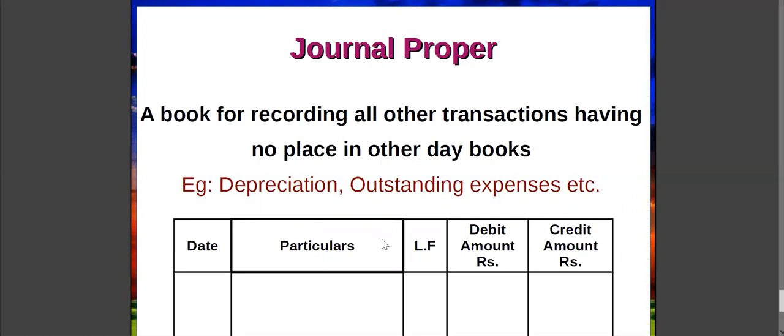For example, depreciation. So depreciation account debit to machinery account. These two accounts will not enter anywhere else, not the purchase book, sales book, purchase return or sales return. So these are the exceptional cases. Outstanding expenses, this also we cannot place. So expenses account debit to outstanding expenses account. This entry also we cannot place anywhere, so it comes under journal proper.